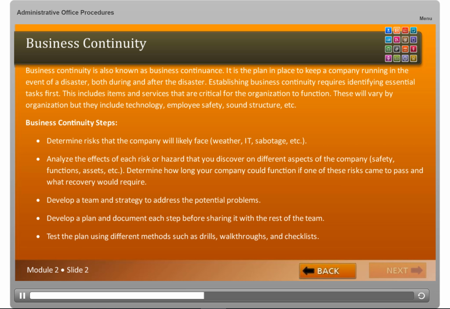Business continuity steps. Determine risks that the company will likely face: weather, IT, sabotage, etc. Analyze the effects of each risk or hazard that you discover on different aspects of the company: safety, function, assets, etc. Determine how long your company could function if one of these risks came to pass and what recovery would require. Develop a team and strategy to address the potential problems. Develop a plan and document each step before sharing it with the rest of the team. Test the plan using different methods such as drills, walkthroughs, and checklists.